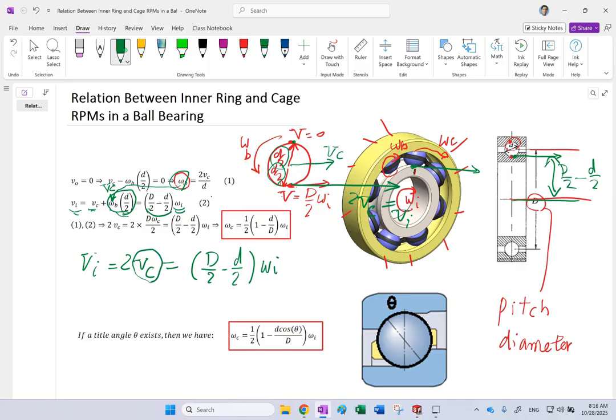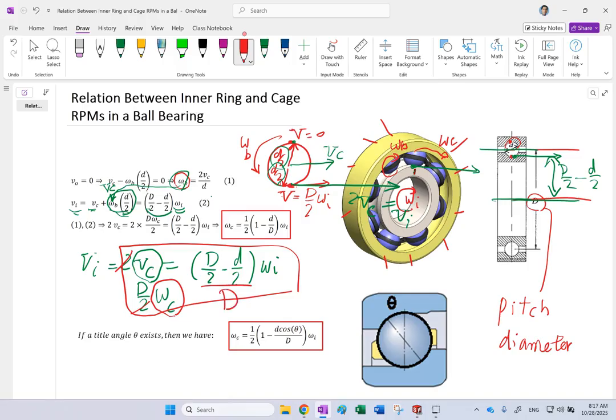Now remember, velocity of the cage can be written as its distance, which is just d over 2 times omega of the cage, okay? So now look at this equality here. These twos would cancel. To find omega c, we divide both sides by d, and if you do that, you are gonna get this relation: omega of the cage is 1/2 (1 minus small d over big d) times omega I. And clearly you know that this ratio is less than 1, so the whole ratio is less than 1/2. In other words, omega c is less than 1/2 omega of the inner ring.